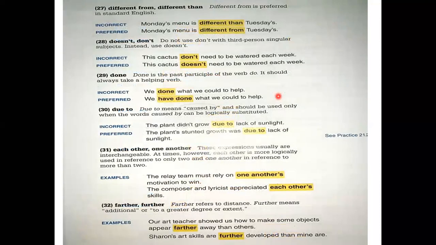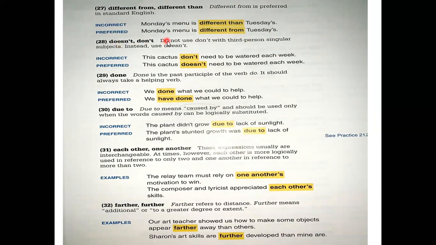Now next is different from and different than. The correct way is to use different from, not different than. Okay? Monday's menu is different than Tuesday's. No, it would be Monday's menu is different from Tuesday's.